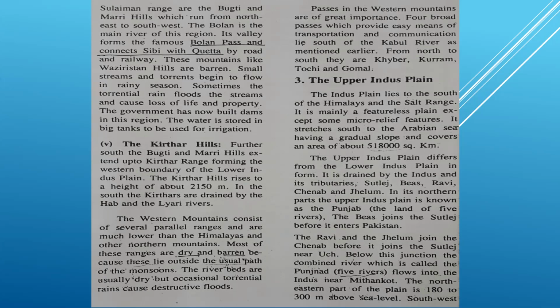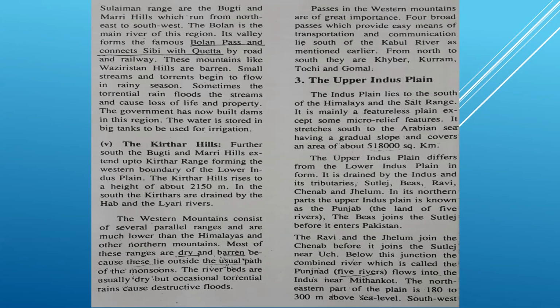In the south of Kirthar, the hills are drained by the Hab and the Lyari rivers. The western mountains consist of several parallel ranges and are much lower than the Himalayas and other northern mountains, and most of these areas are also dry and barren. What is the reason? Because they lie outside the usual path of the monsoon, the rainy season, and the river beds are usually dry, but occasional torrential rain causes destructive floods.